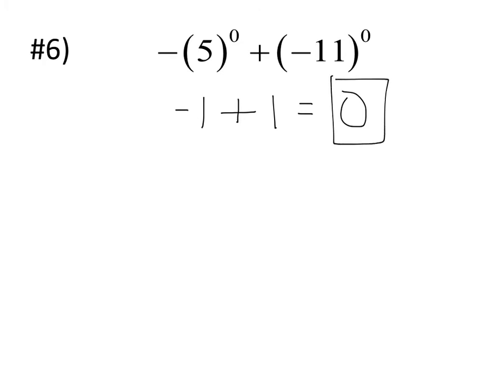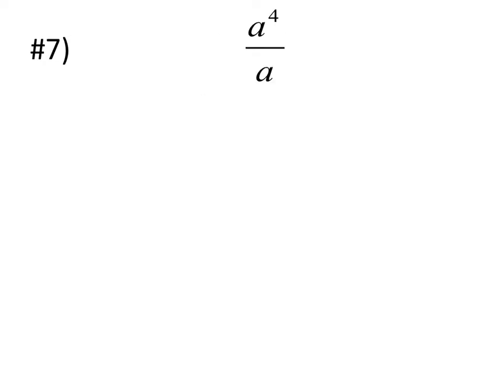Number 7, we're going to go ahead and give this a to the first power. This is the quotient rule. Dividing like bases, you subtract the exponents. So this becomes a to the 4 minus 1, which is just a cubed.